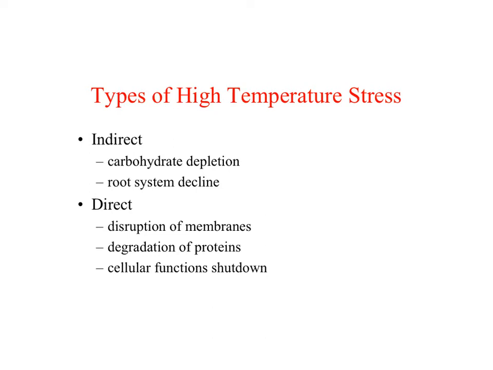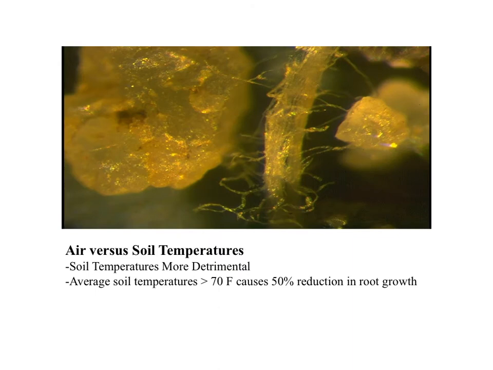Direct or acute temperature stress occurs at superoptimal temperatures that are lethal to the plant through the disruption of cellular functions. Soil temperatures above the optimum are more detrimental than air temperature.